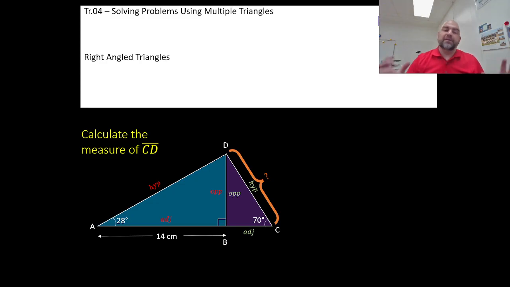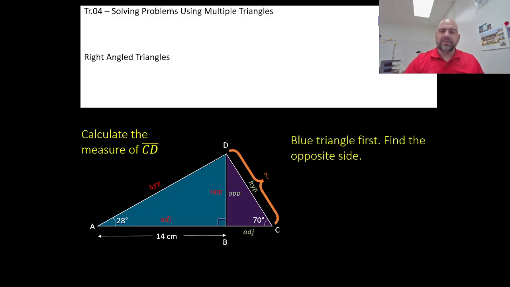Or we might have to find two different numbers and then add them together, or subtract them. We're going to go through some examples like that in a little bit as we go through the lesson. So I'm going to start with the blue triangle because I have enough information for that. I know the adjacent side, I know the angle. So because of that, we're going to find the opposite side of the blue triangle first.